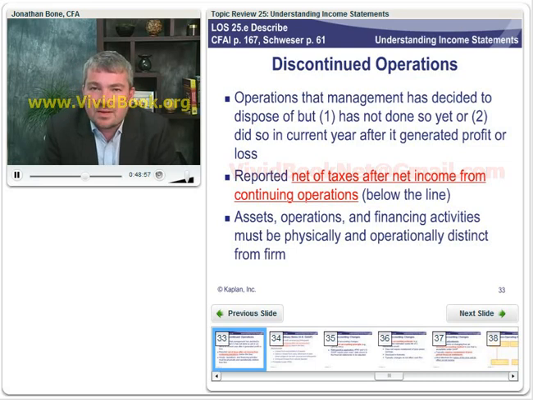Notice as well, for it to be a discontinued operation, the assets, operations, and financing activities must be both physically and operationally distinct from the firm.